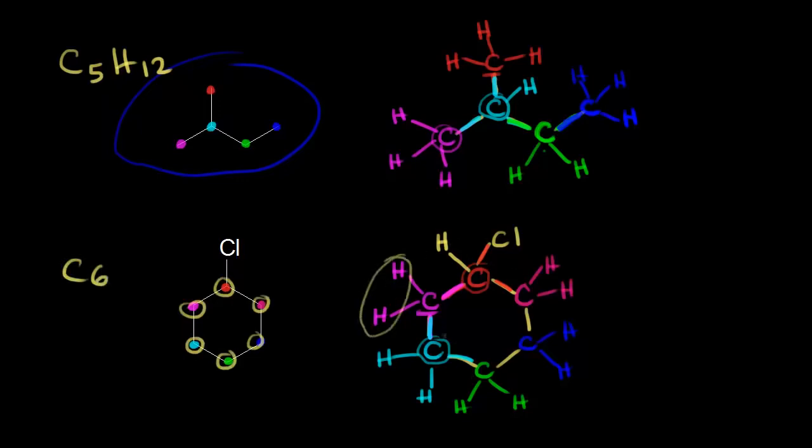We have 2 on 5 carbons, and then we have another one here. So 2 times 5 is 10, plus 1 is 11, so H11. And then we have a chlorine as well. So C6H11Cl would be the molecular formula for this compound.